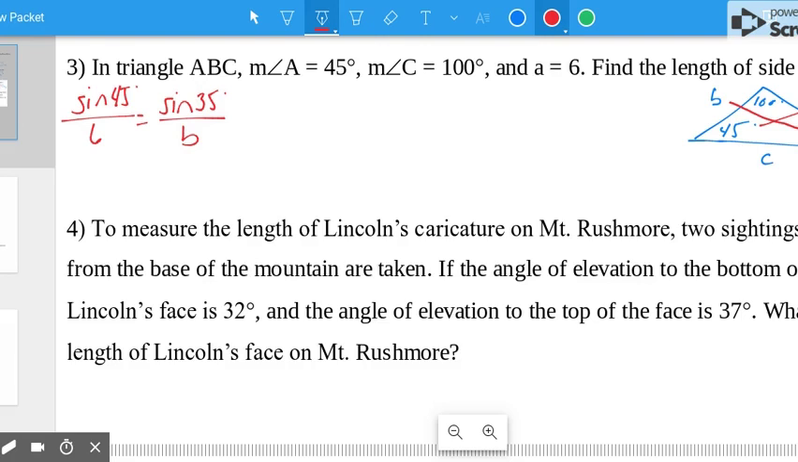So to solve for B, you can do this directly in your calculator, but to check your input, we take 6 times the sine of 35 divided by the sine of 45. And that just gives us about 4.87, and I'm going to put a U there for units.